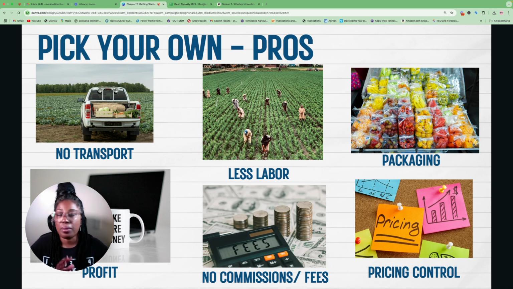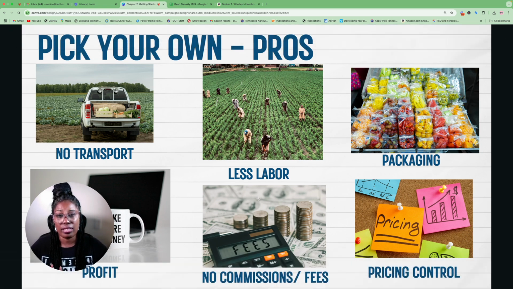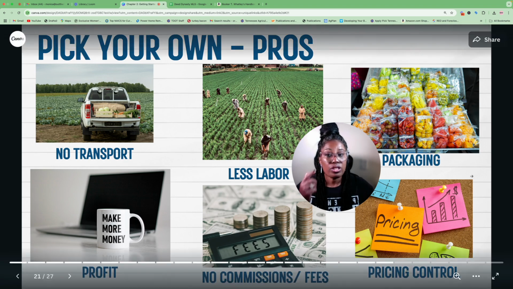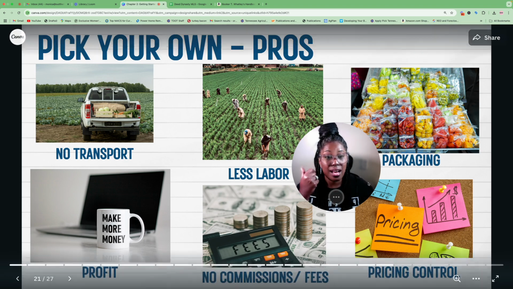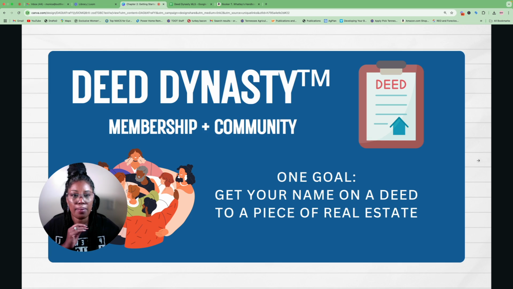You don't have a whole bunch of packaging that you have to deal with if you're going to sell retail. You have more control over prices. There are no commissions or fees. Even at the farmer's market, you have to pay for a booth. You don't have to do that in a pick your own operation, which basically all boils down to more money in your pocket. So even though pick your own does have its cons, to me, the pros are way more than the cons. And so I'm totally all about the pick your own operation. So that was basically chapter 2 in a nutshell.